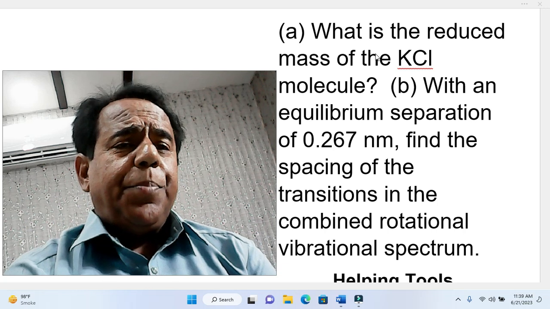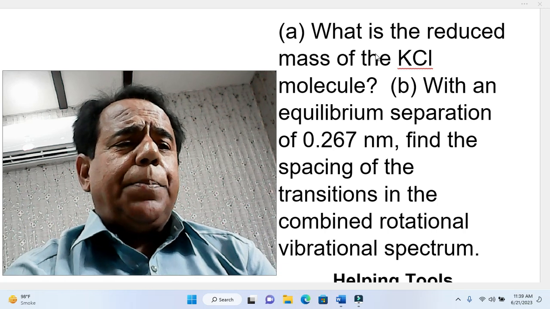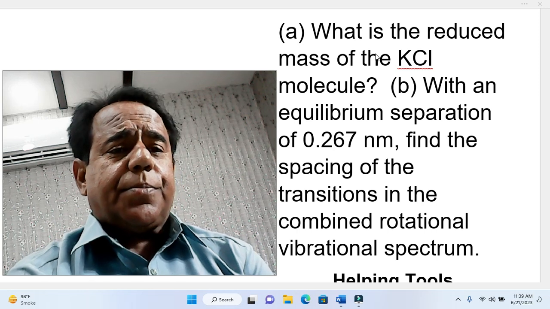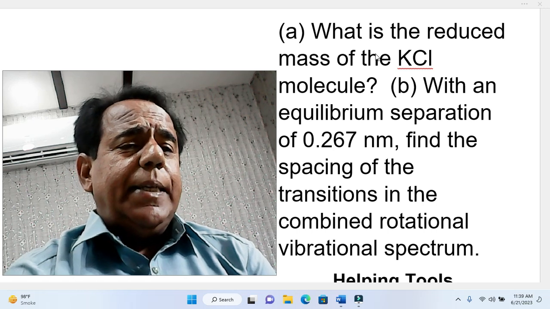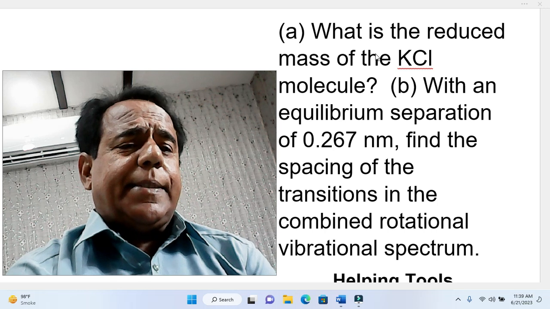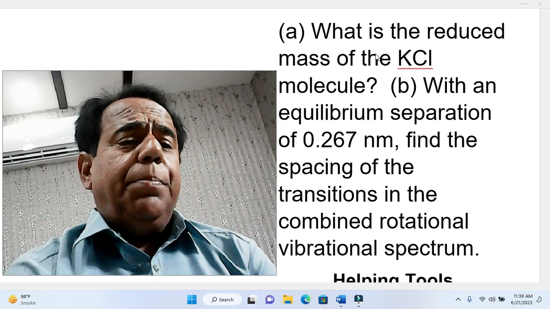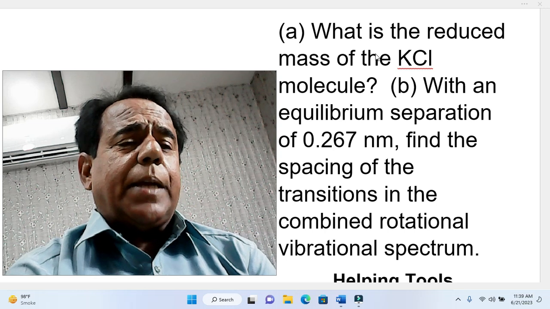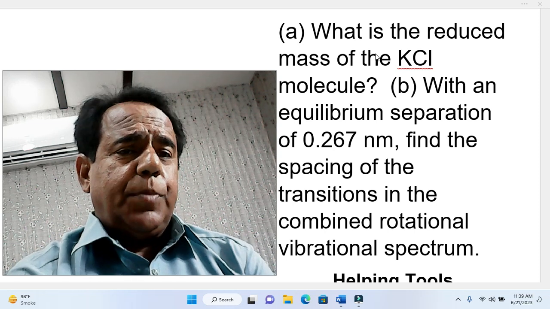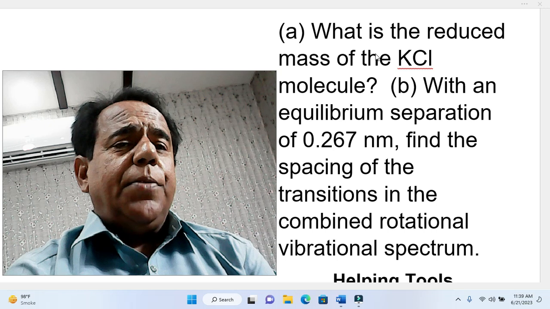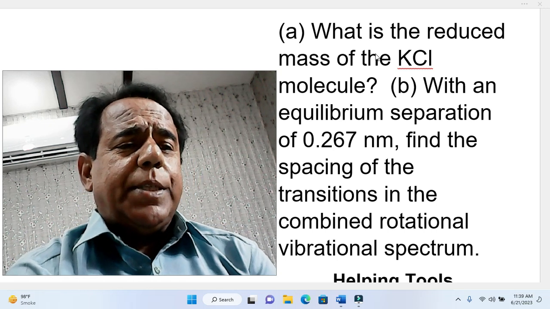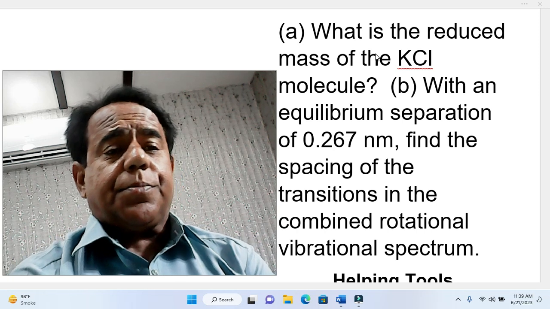Part B. With an equilibrium separation of 0.267 nanometer, find the spacing of the transitions in the combined rotational vibrational spectrum. With an equilibrium separation of 0.267 nanometer.